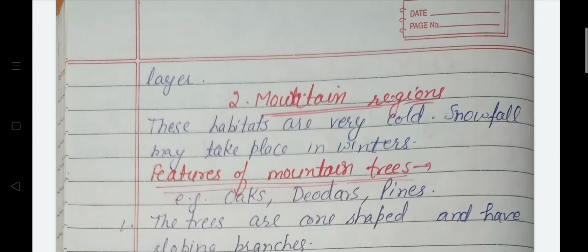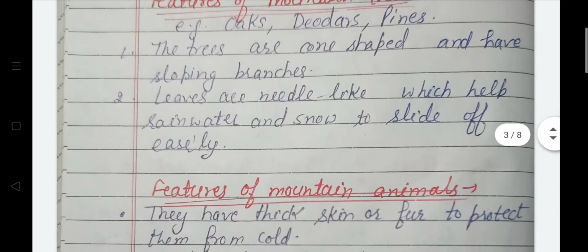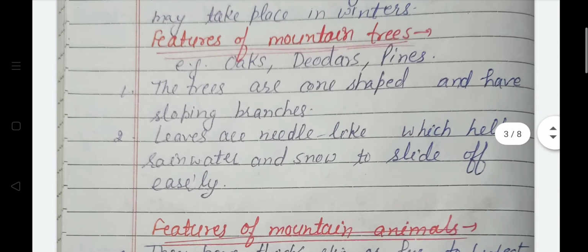Now we will discuss the second terrestrial habitat, mountains. These habitats are very cold. Snowfall may take place in winters. Features of mountain trees, for example oak, deodar, pines. The trees are cone-shaped and have sloping branches. Leaves are needle-like, which help rainwater and snow to slide off easily.